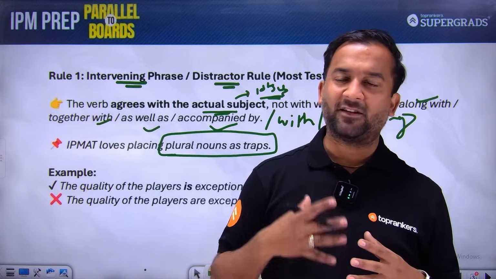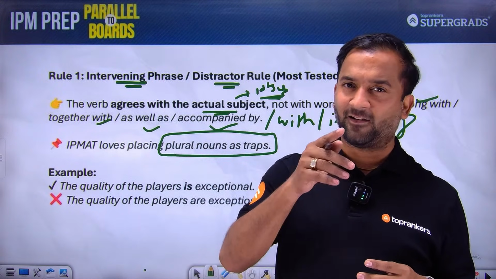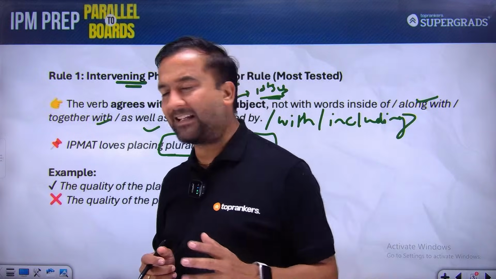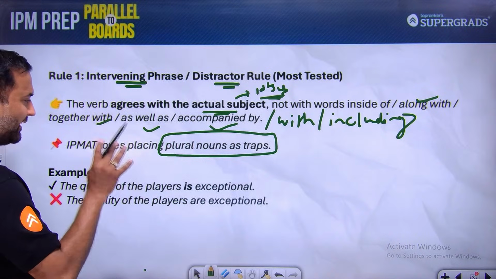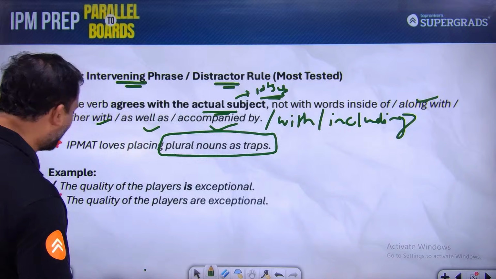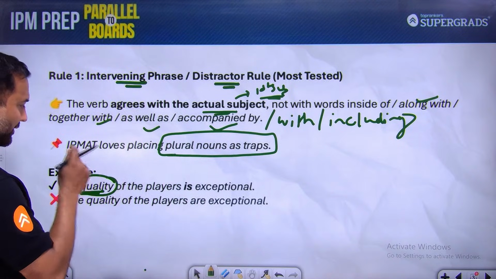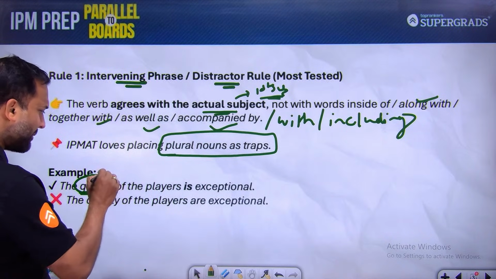आप भी जाओ previous year papers उठा के देखो and then come back to the session, you'll realize कि हाँ सर बात तो आप सही बोल रहे थे. So that is something जो हर साल एग्जाम में होता है. The quality of the players is exceptional. Now, of course, there is no conjunction here, but the subject is quality. The subject is quality. Okay.